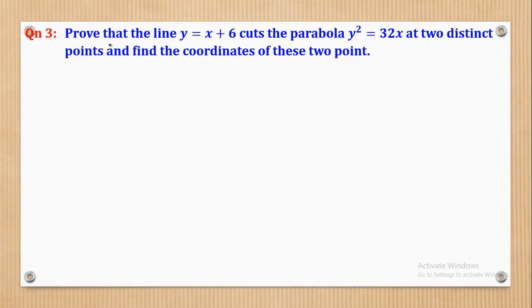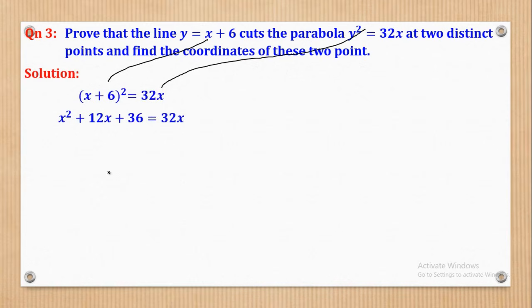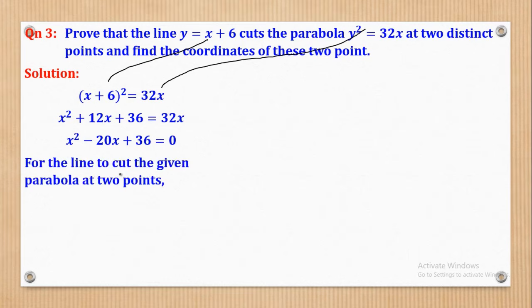Then question 3 says, prove that this line cuts this parabola at 2 distinct points, and find the coordinates of these 2 points. So first of all, this is the given equation of the parabola, then substitute for y, expand. So the procedure is the same, expand and collect like terms. Then compare with the general quadratic equation.